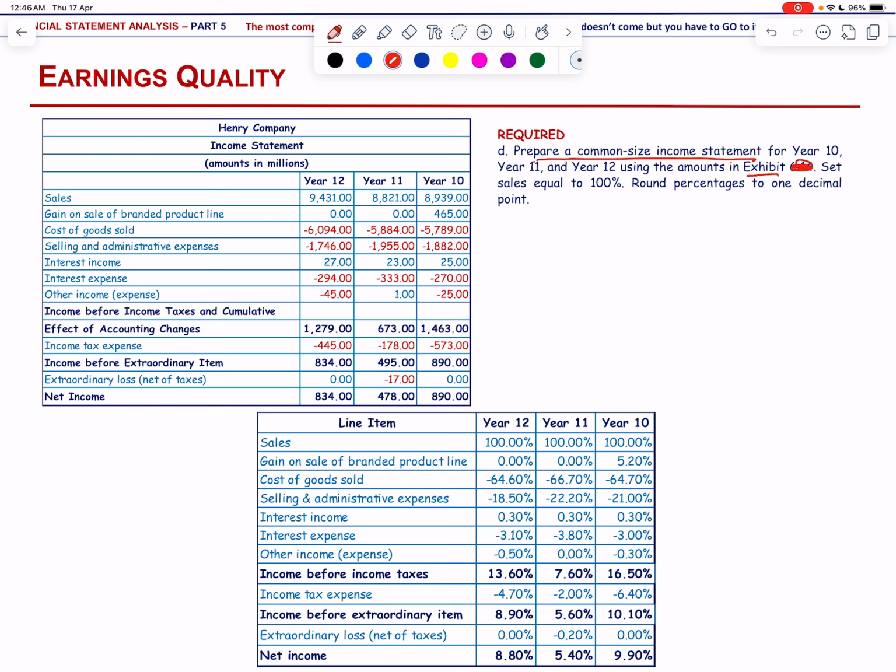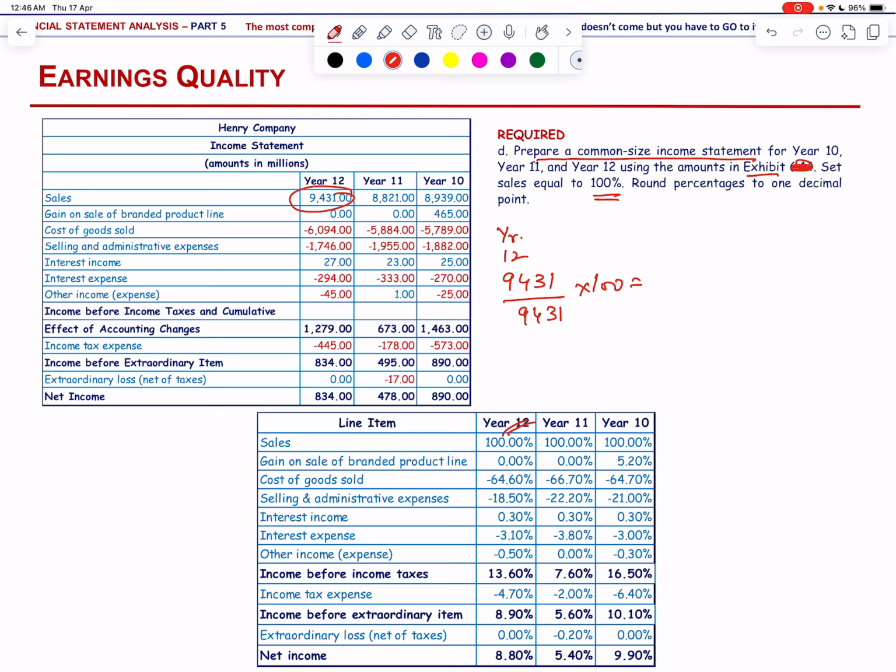We have to set sales equal to 100%. So for the sales, I can explain for year number 12, we have the sales of 9431. 9431 divided by 9431 and times 100, that is equal to 100%.